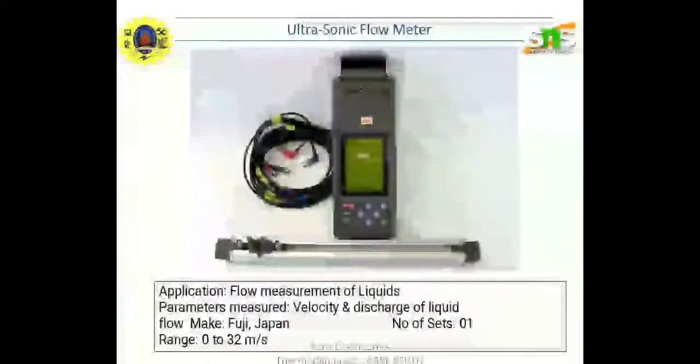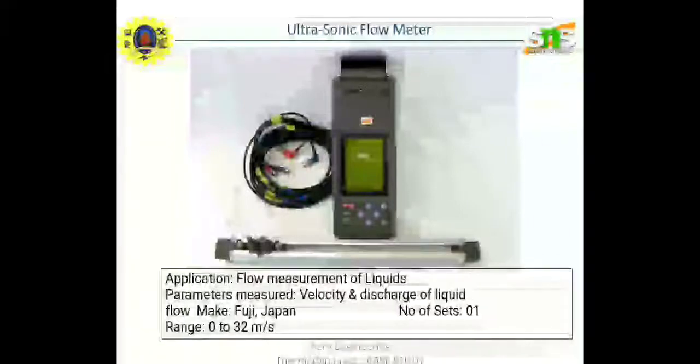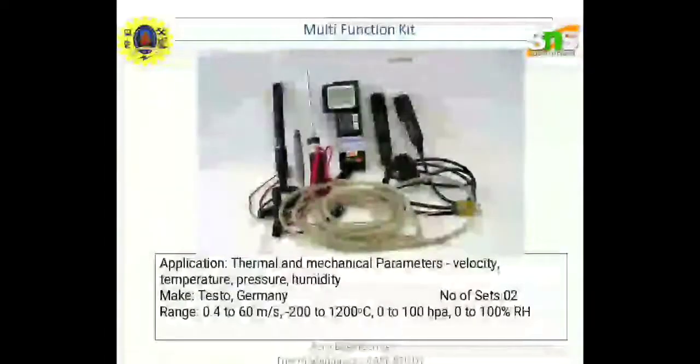This is the ultrasonic flow meter. Number of sets given is 1. It's made in Japan. Flow measurement of liquid is the application. And the next one is the multifunction kit.